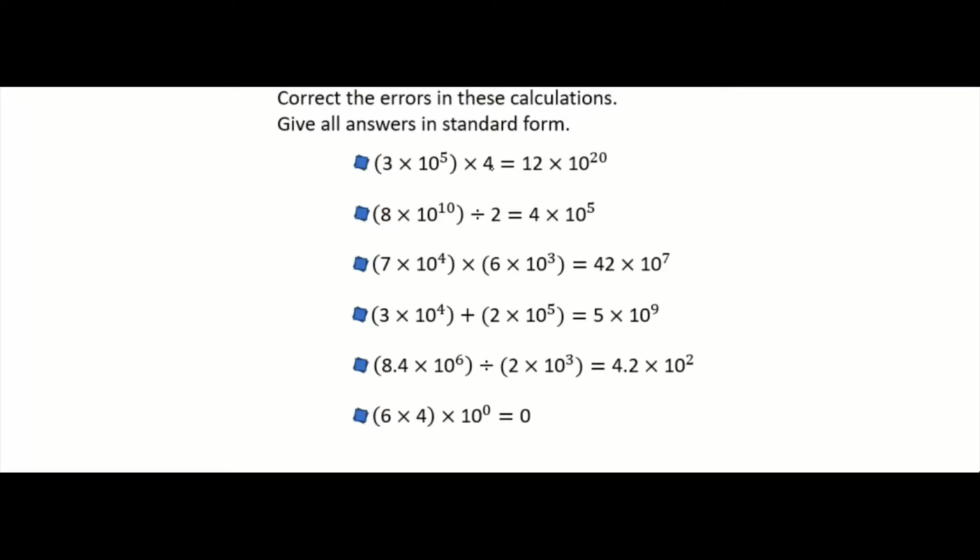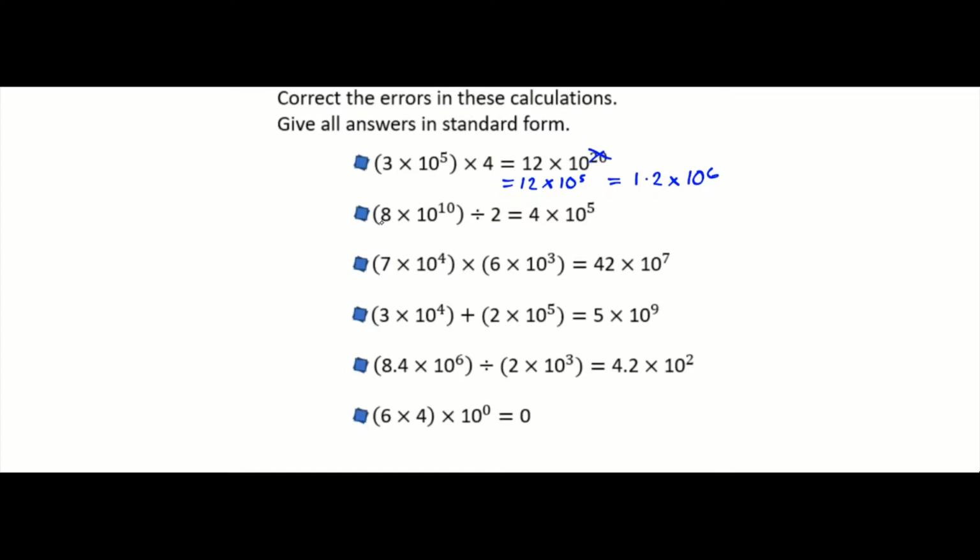So let's have a look. 3 times 4 is 12, that bit's correct, but it should be 12 multiplied by 10 to the power of 5. Not sure where they got that 20 there from. But 12 times 10 to the power of 5, that's not in standard form. We'd need to make it 1.2, so it's a single digit before the decimal. Now, 1.2 times 10 would make 12, and then times 10 to the 5. So overall, 10 times 10 to the 5 would give us 10 to the 6.